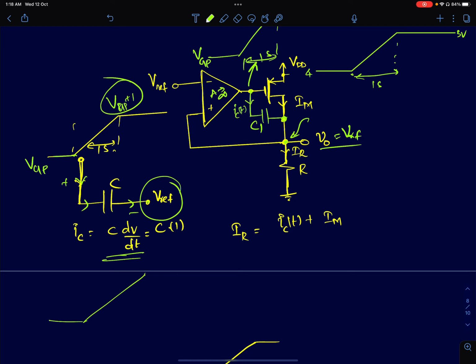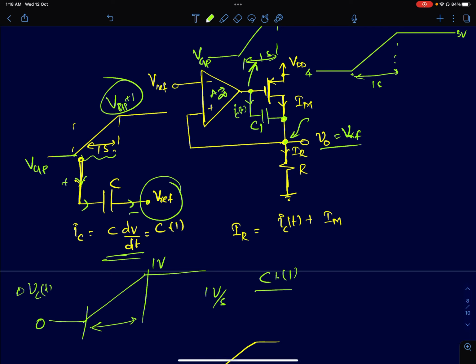Since the voltage across the capacitor is changing this way, this is Vc of t, the change in the voltage will be 0 to 1 volt. VGP minus Vref is a DC voltage there. I'm ignoring the DC. I'm considering only the change in the capacitor voltage, let's call it delta Vc of t. So the dV by dt is 1 volt per second. The current through the capacitor is C1 into 1 volt. The value of the capacitor is not given, but we can call this current, say, I naught. Let's call it some fixed current whose value is equal to I naught.